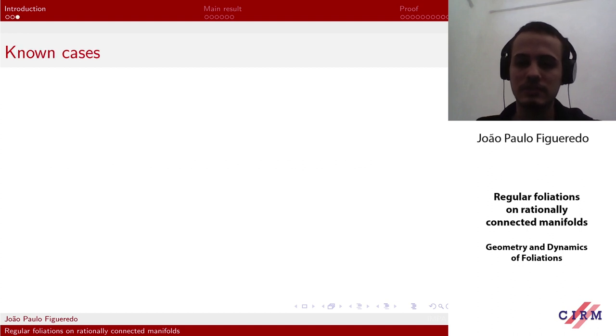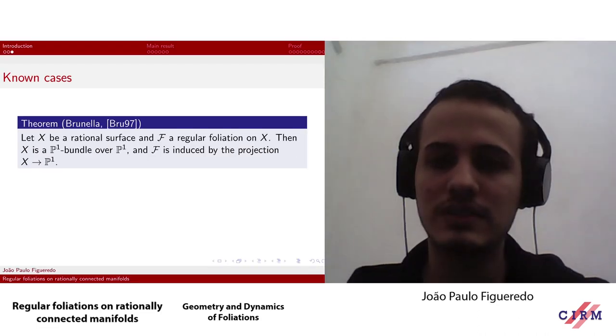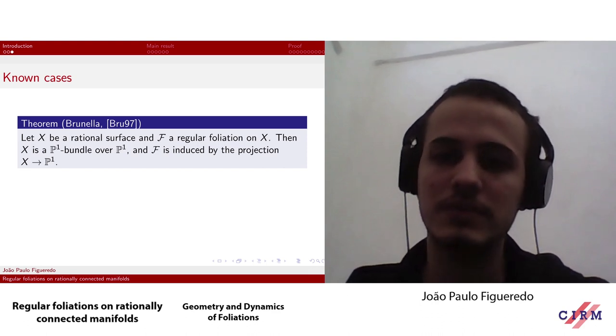If X has dimension 2, this was proved by Brunella in a paper in 1997. So a rationally connected manifold of dimension 2 is a rational surface. And he proved that in this case, X is a P1 bundle over P1, and F is the foliation induced by the projection from X to P1. So you see in particular, it tells more than just the foliation is algebraically integrable. It tells the leaves are P1.